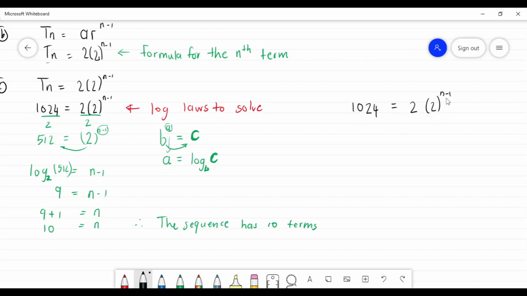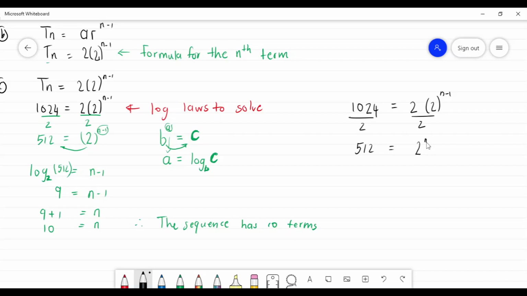What do you do? Okay, so first thing you do here, obviously you're still going to divide by 2. So you're going to divide by 2 here, divide by 2 there. 1,024 divided by 2 is 512, and that is equal to 2 to the power of n minus 1, right?